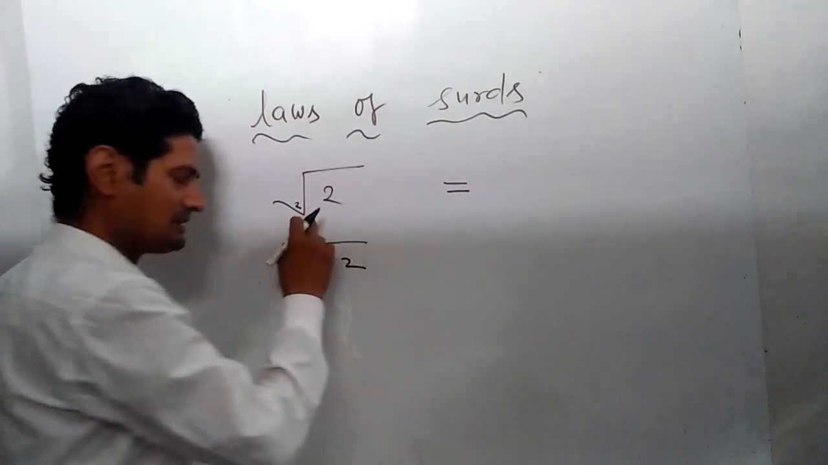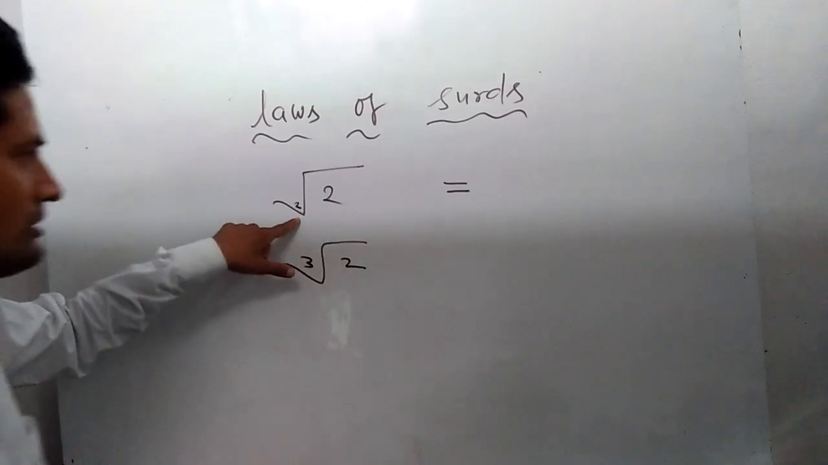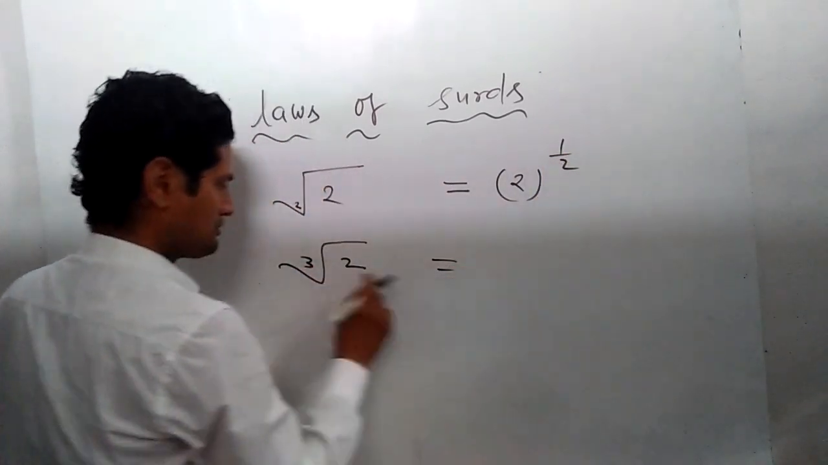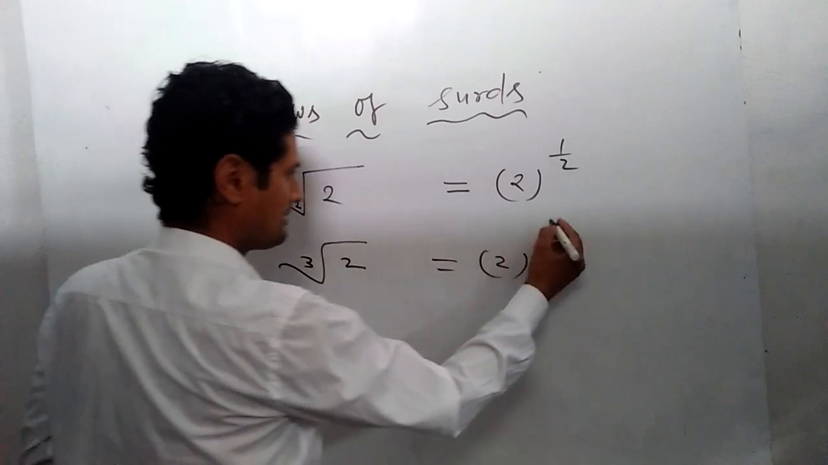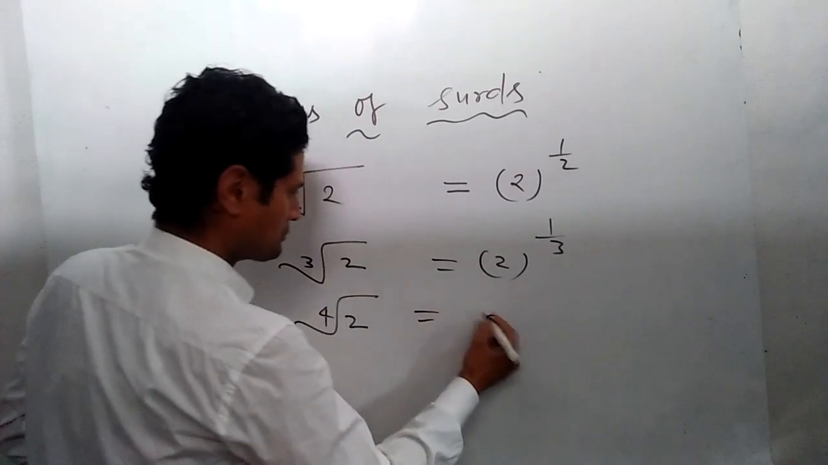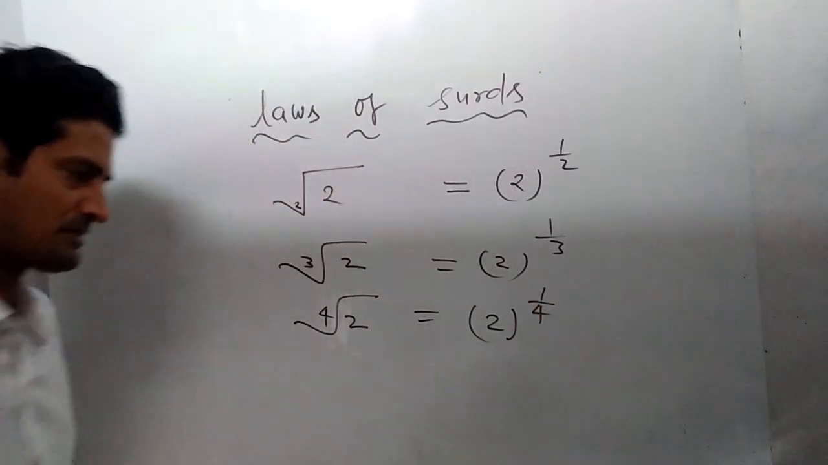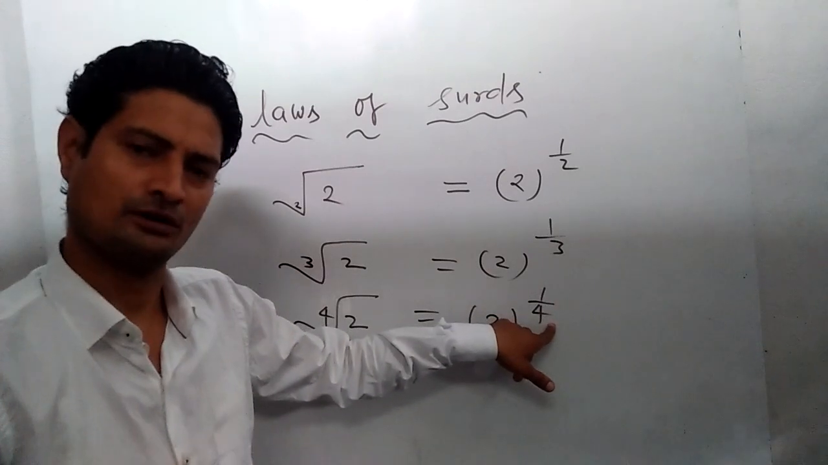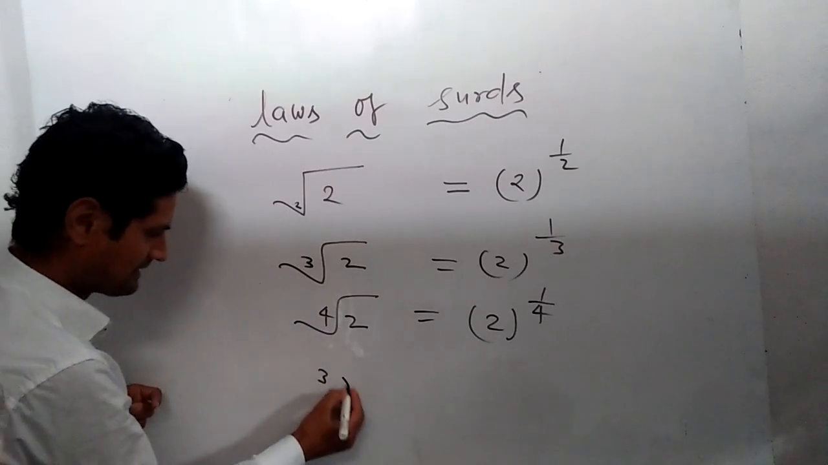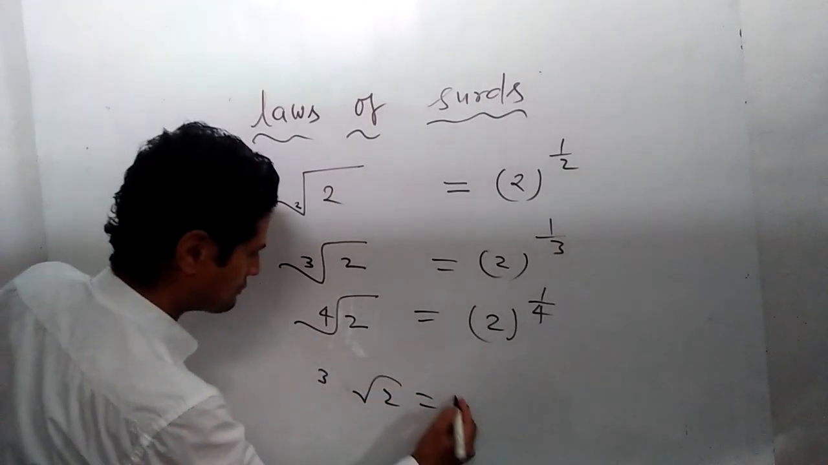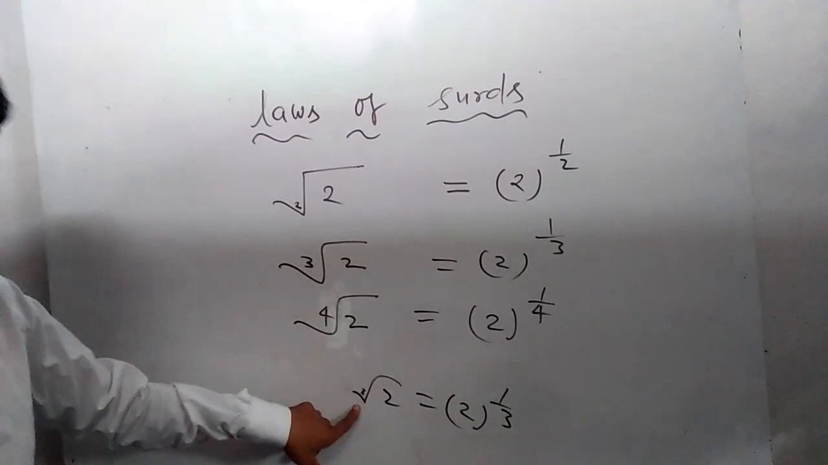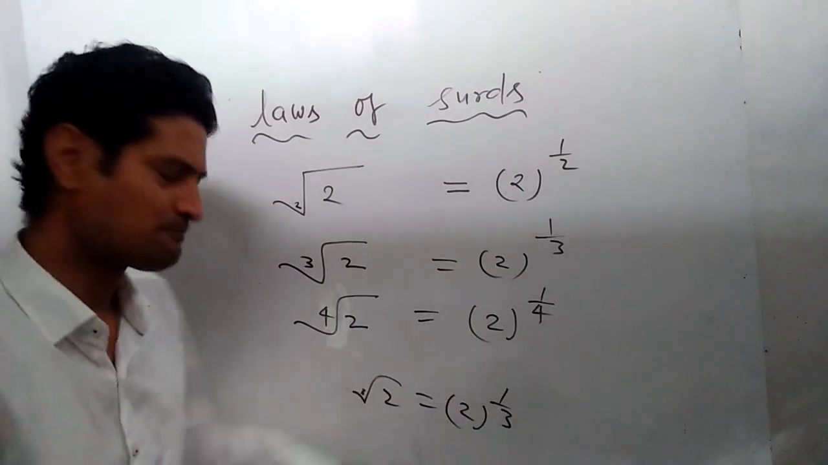We can write it, when we remove the surd, as 2 to the power 1 by 2, and 2 to the power 1 by 3. Suppose the fourth root of 2. It means 2 to the power 1 by 4. Don't get confused in this case. The 3 should be here as the index. It doesn't mean 3 into root 2 is equal to 2 to the power 1 by 3. No, the 3 should be here. Then we write 2 to the power 1 by 3.